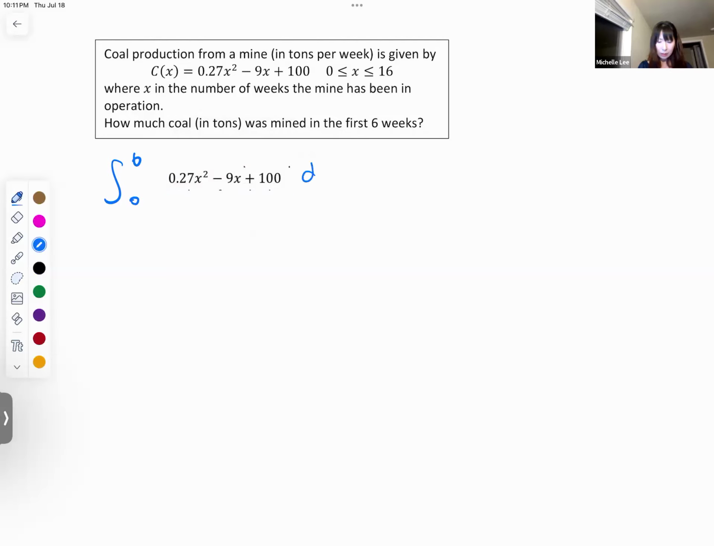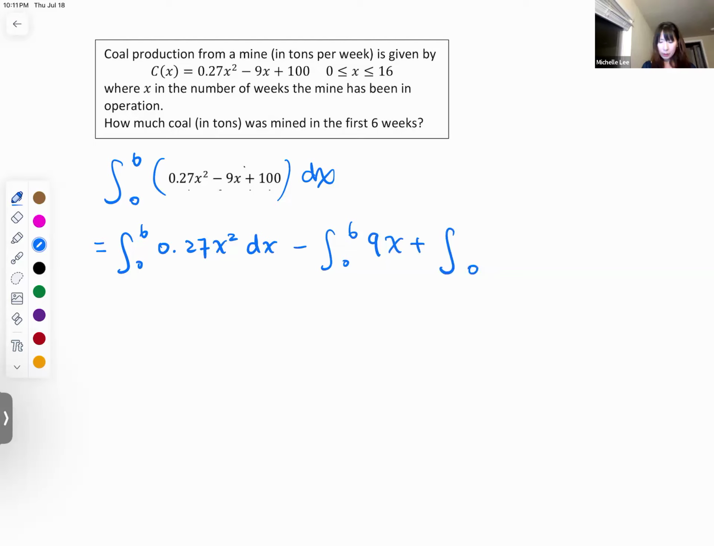All right. So we want to integrate term by term. So we have the integral from 0 to 6 of 0.27x to the second power dx, minus the integral from 0 to 6 of 9x, plus the integral from 0 to 6 of 100. Oh, missing dx.